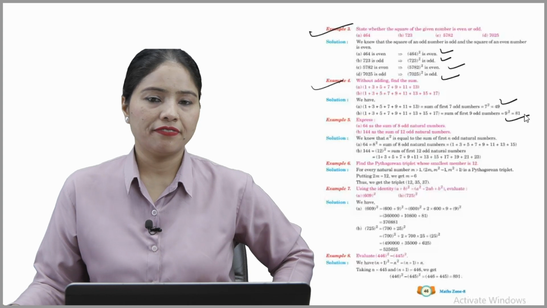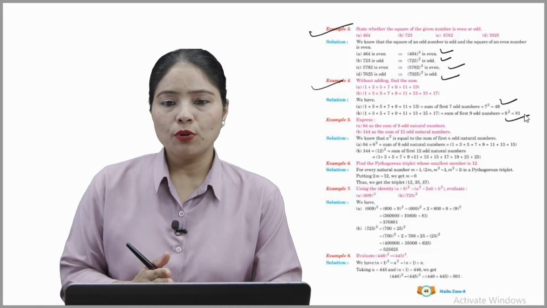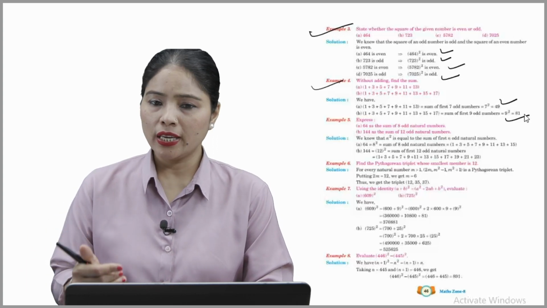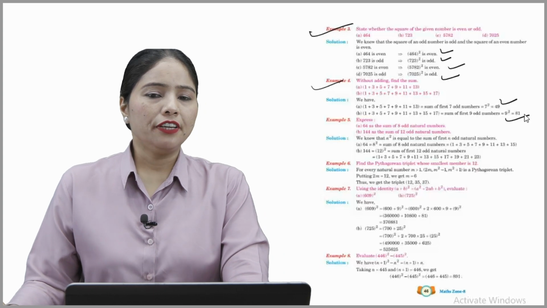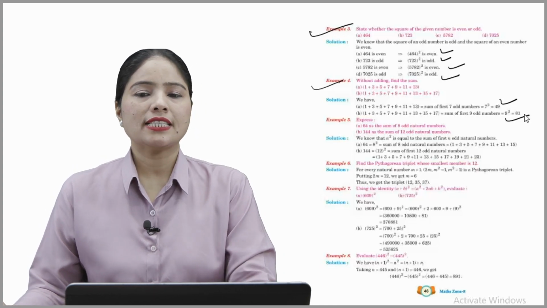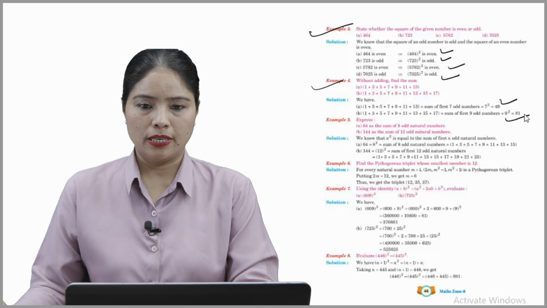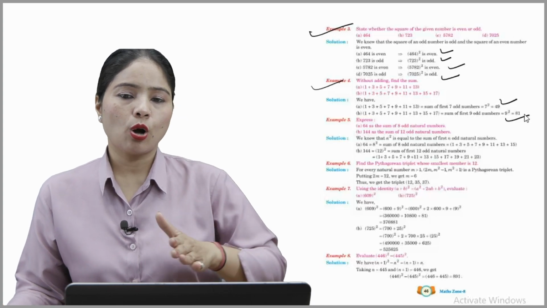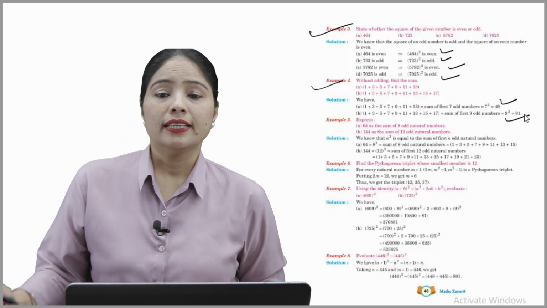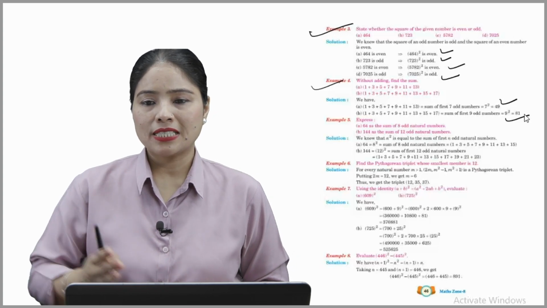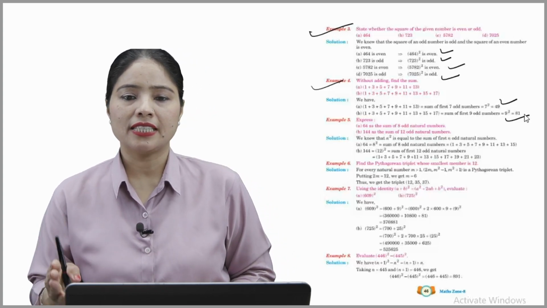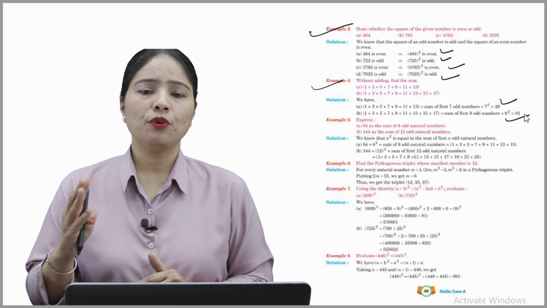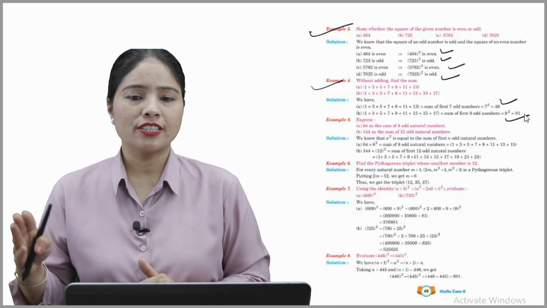Now example 5. Express 64 as the sum of 8 odd natural numbers. Okay, so let's see. We know that n square is equal to the sum of first n odd natural numbers. So 64 means 8 square. तो sum of 8 odd natural numbers कितने होते हैं हमारे? Yes, 1 plus 3 plus 5, 7, 9, 11, 13 and 15. I hope you understood.